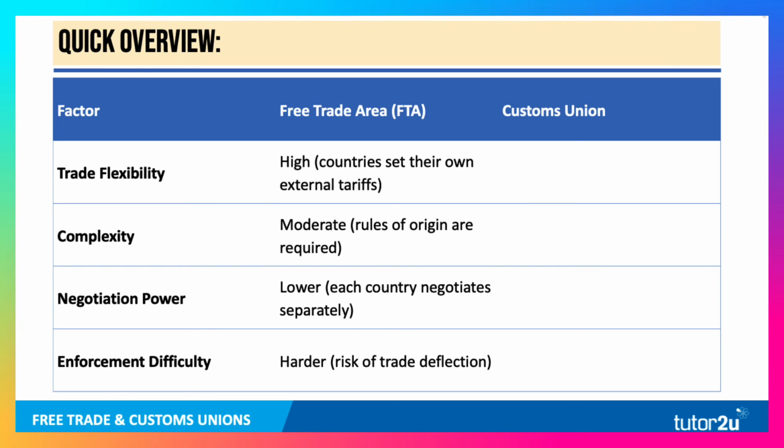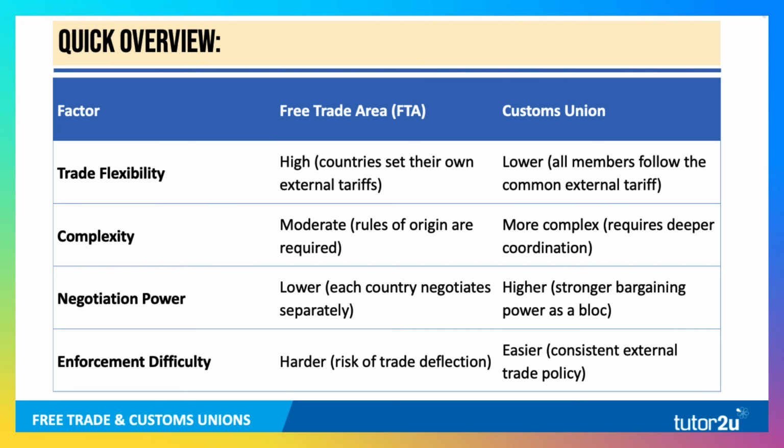Quick overview again, free trade area. Countries still have lots of trade flexibility. They can set their own external tariffs. The complexity is fairly moderate. Rules of origin are required, as we just mentioned. But each country has probably lower negotiating power than under a customs union because they're negotiating trade deals separately. Enforcement is harder because of the risk of trade deflection.